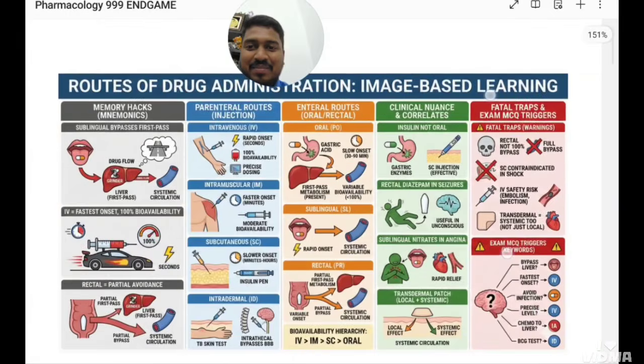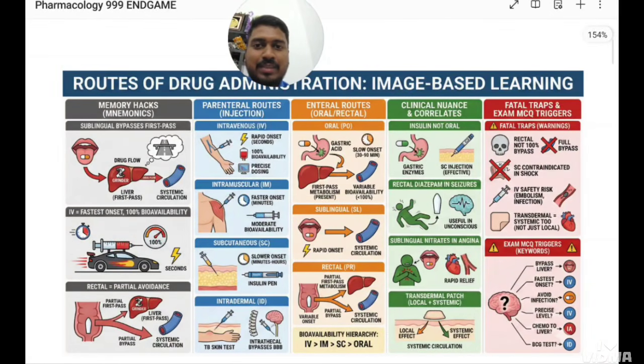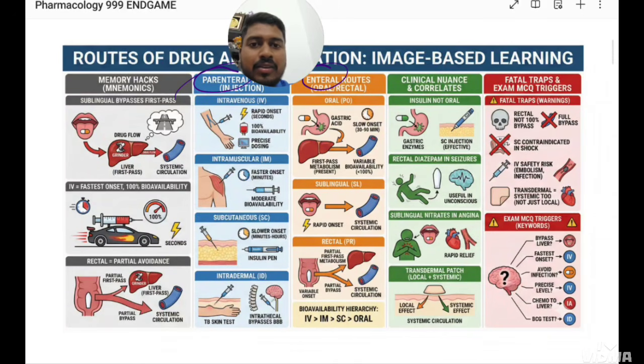So which are the various types of administration? It is either enteral or parenteral. There are only two types, enteral and parenteral. Enteral route means it is either oral, that is per oral. For example, any drug which you take shouldn't undergo degradation by gastric acid. It will have slower onset, after 30 to 90 minutes, and importantly it will undergo first pass metabolism.